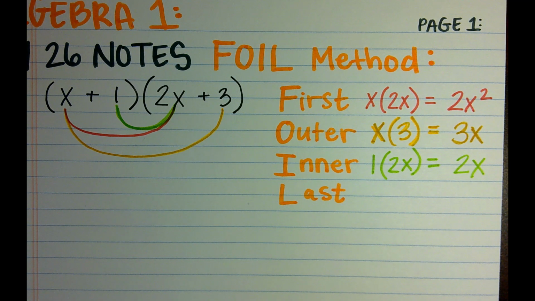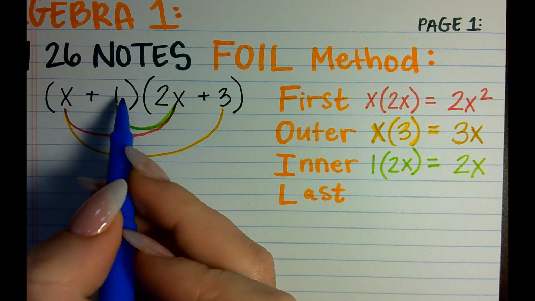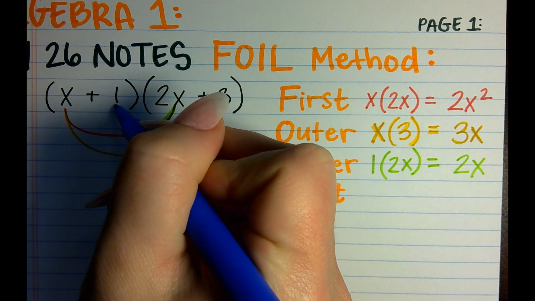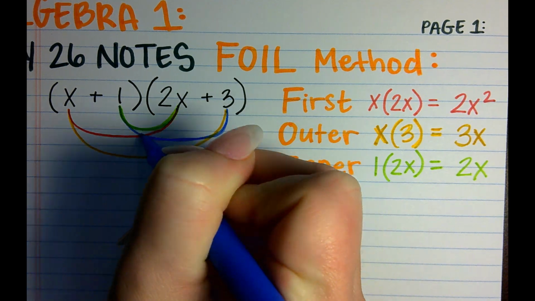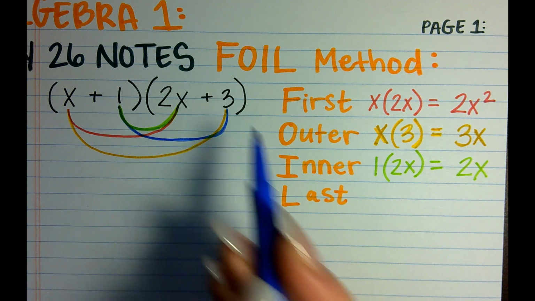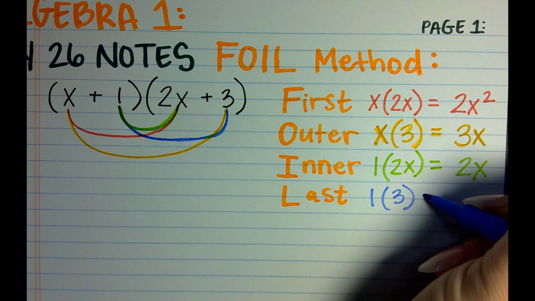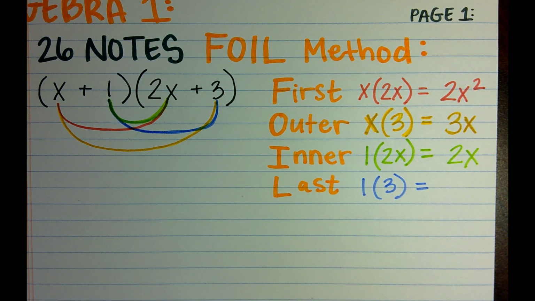And now we do the last terms, which in the first set of parentheses, the last term is 1, and the second set, the last term is 3. So we'll draw a nice little line going from 1 to 3, the last term. We're doing 1 times 3. Now what is 1 times 3? 3.